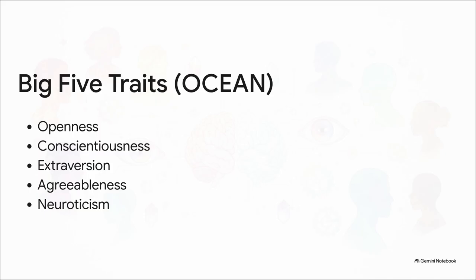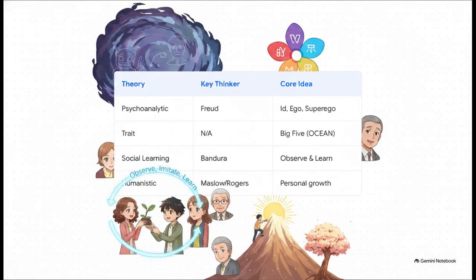Instead of looking at deep, hidden, subconscious battles like Freud did, trait theory simply measures these 5 distinct metrics to map out exactly who you are. All right, so pulling the internal engine all together, we have 4 major theories.